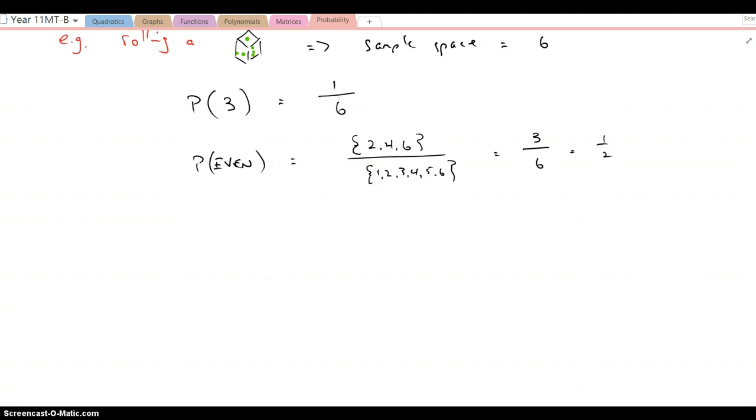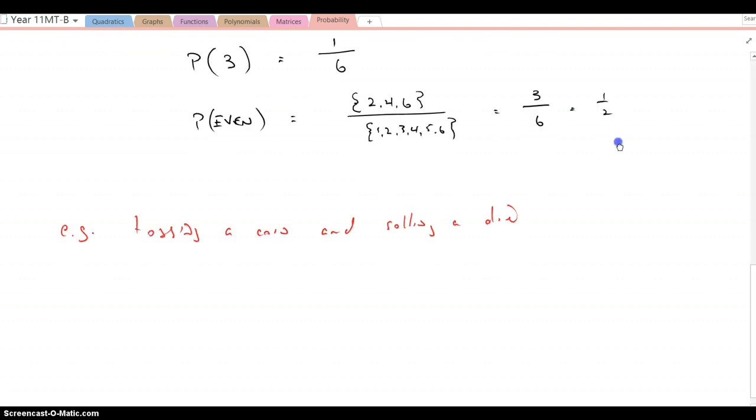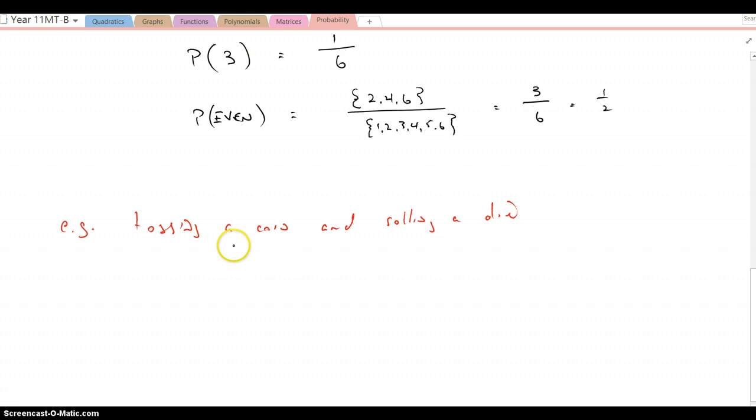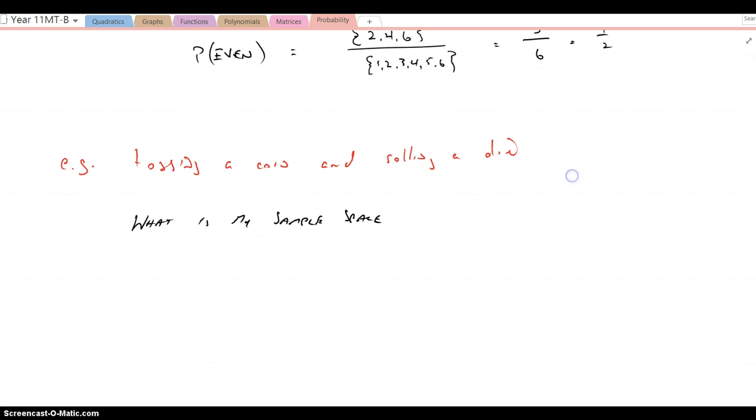How about we look at setting up a sample space for tossing a coin and rolling a die. Okay, so we look at tossing a coin, so we're flipping a coin and we're rolling a die. So what is my sample space? Well, the sample space, all the possibilities. So we're tossing a coin and rolling a die. What is my sample space? So if we can establish our sample space, then we're halfway there.